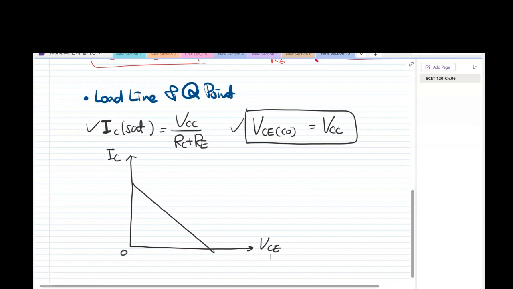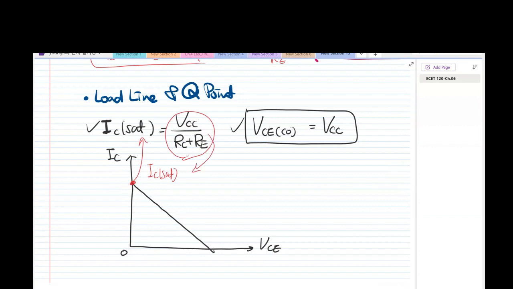So right there, let's see. Like this one, I sub C saturation, therefore, is V sub CC over R sub C plus R sub E. And that one is for cutoff, V sub CE is equal to V sub CC.